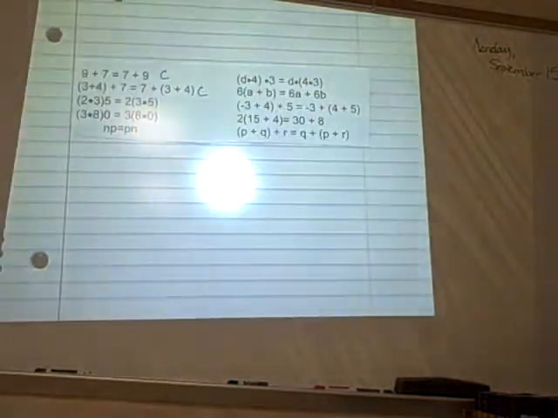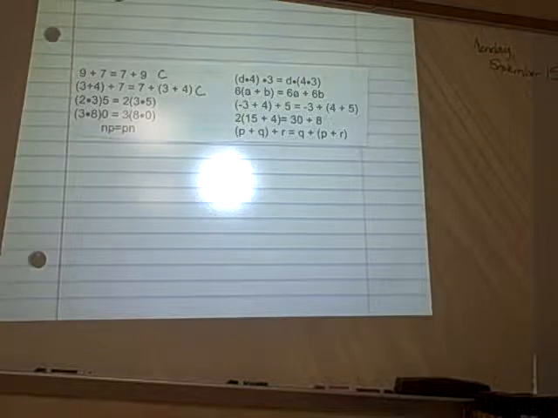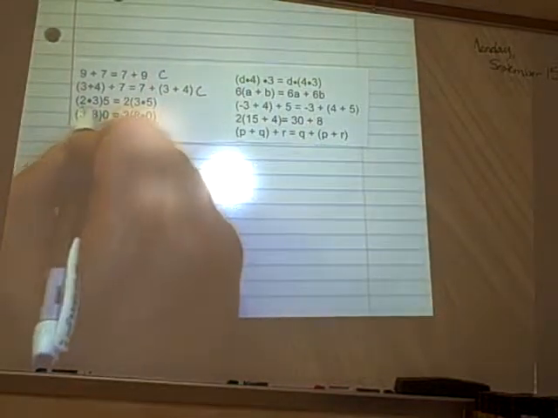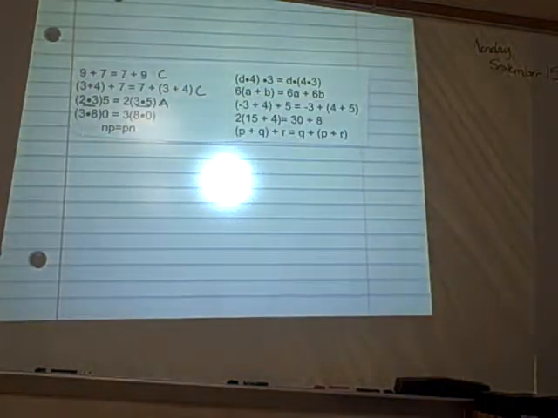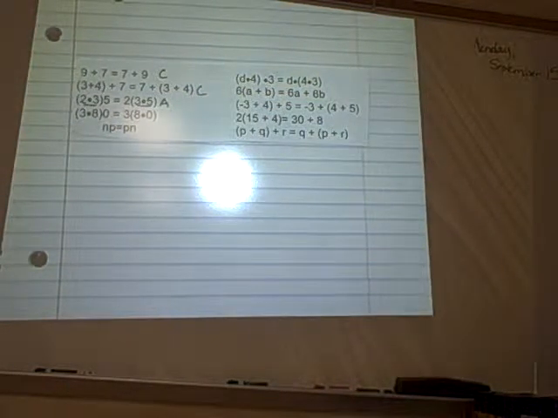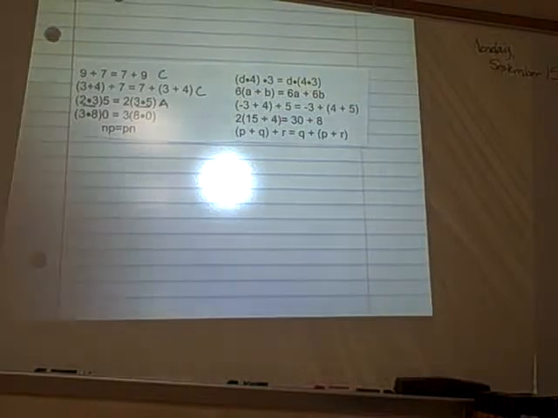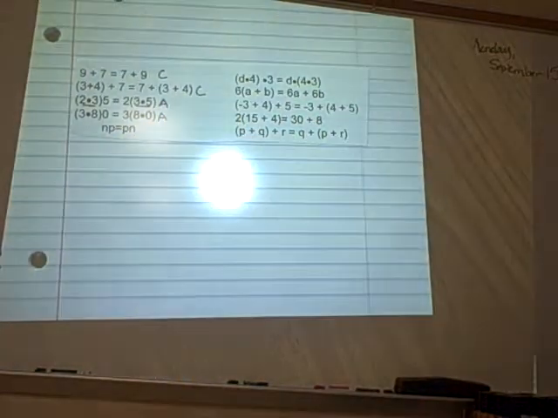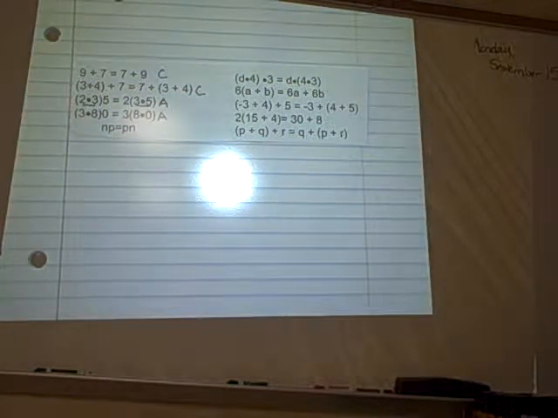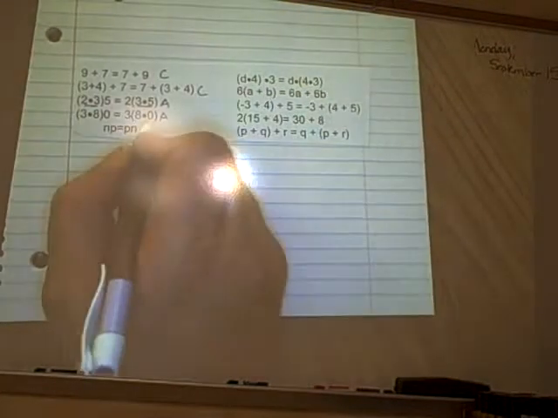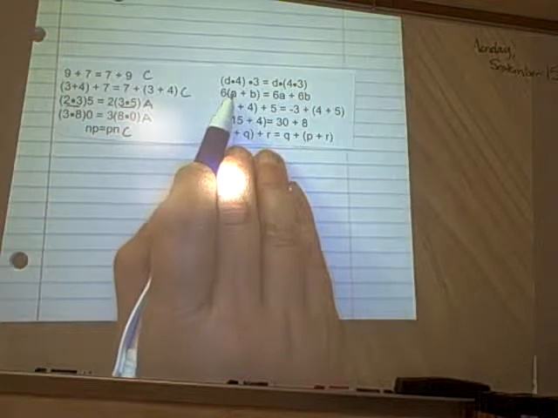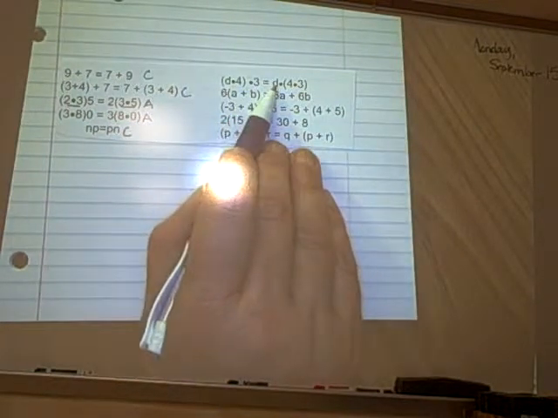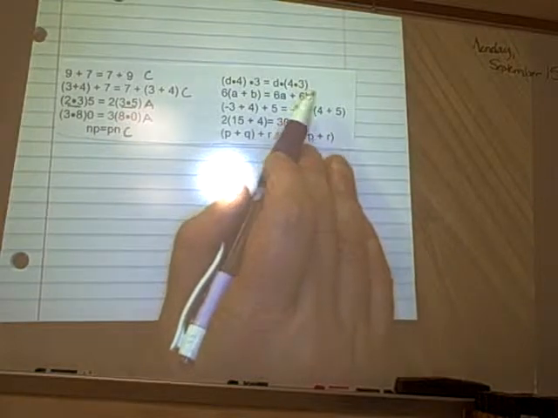This one's also commutative. 2 times 3 in parentheses times 5 equals 2 times, parentheses, 3 times 5. The group changed. Here's 2 and 3, here's 3 and 5. So this is associative. 3 times 8 times 0 equals 3 times 8 times 0. That's still associative. The group changed. N times P equals P times N. Commutative. Just goes back and forth. D times 4 times 3 equals D times 4 times 3. What changed? The group changed.